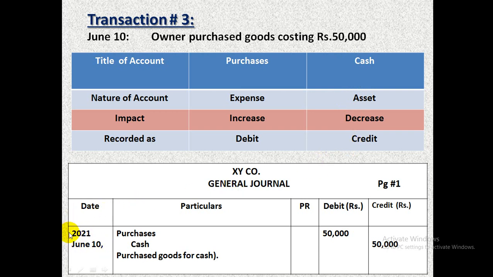In the date column, we'll write June 10. In proper journal, we will record the journal entry, that is purchases debit 50,000, cash credit 50,000. Narration is purchase merchandise for cash, or you can say purchase goods for cash.